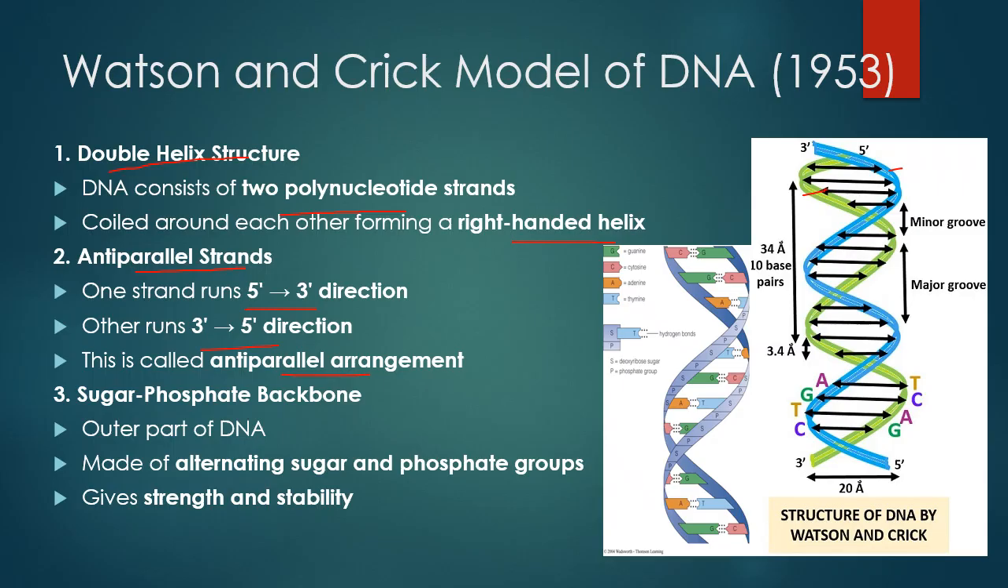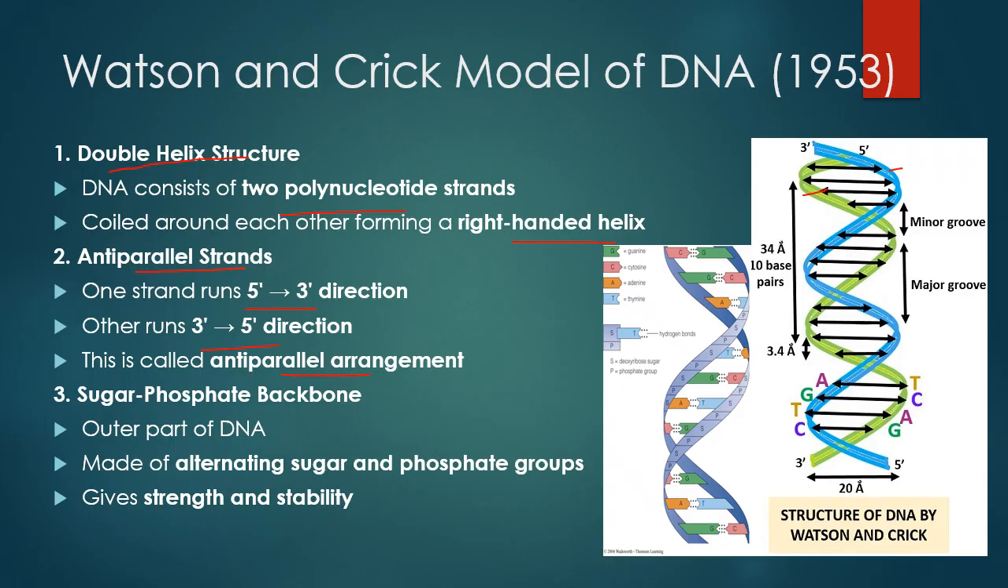Or in simple words, if one strand starts from head and ends with tail, the other strand will be the opposite. The tail will be on top and the head will be down. This type of arrangement we call an anti-parallel arrangement.